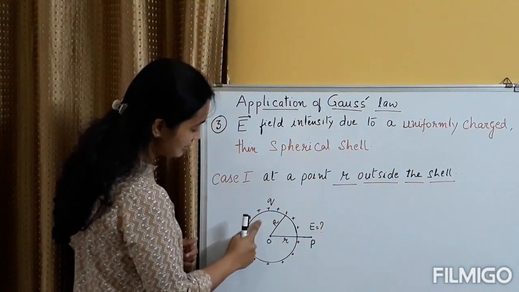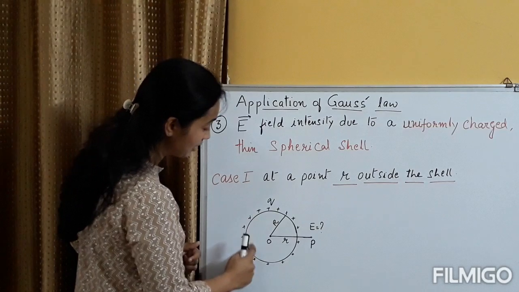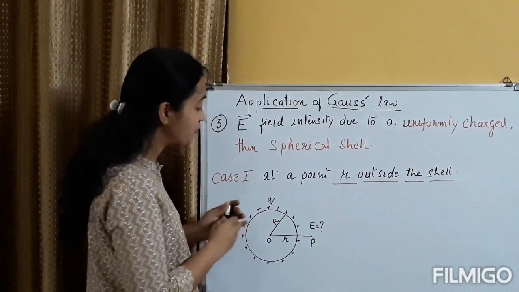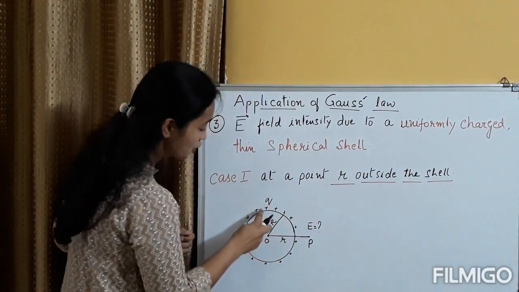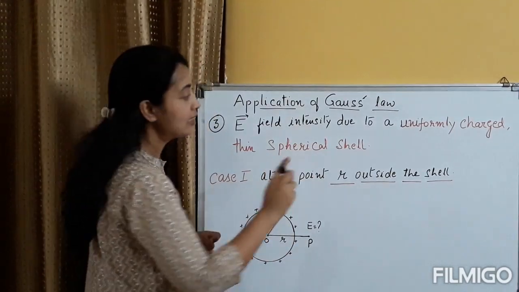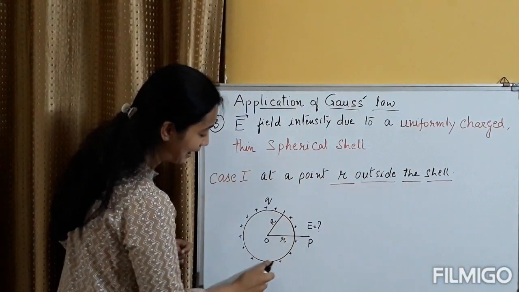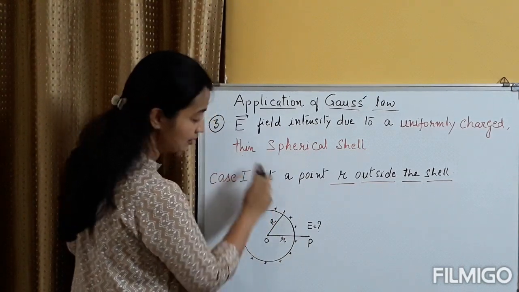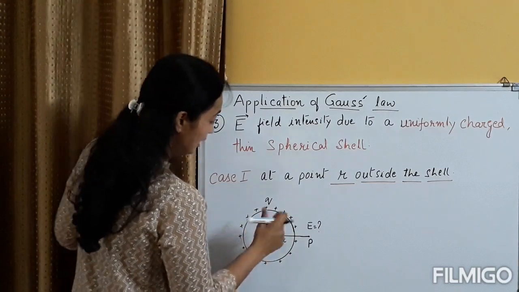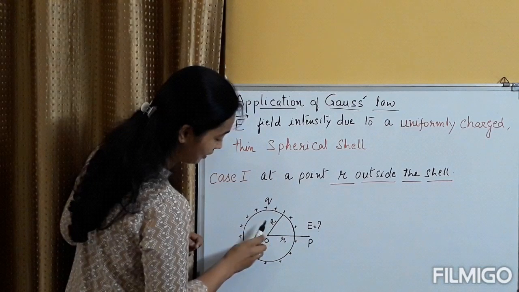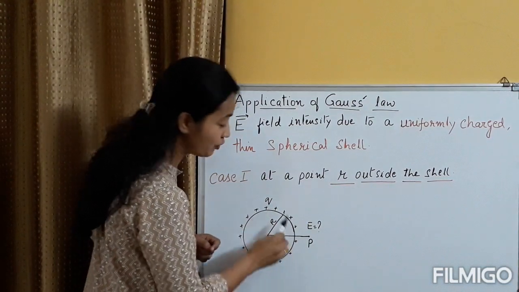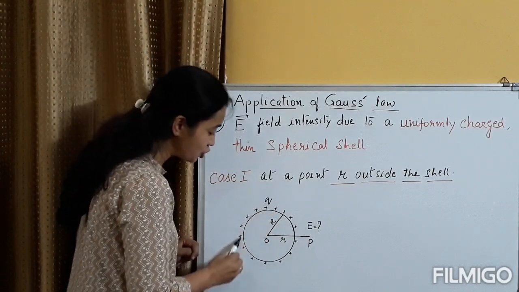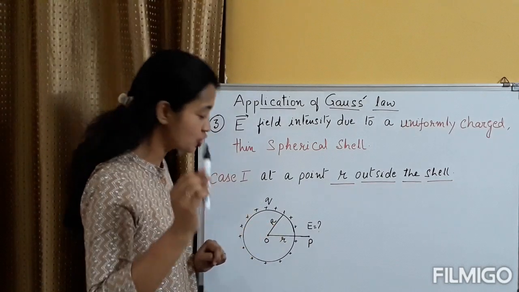Let us see. This is the shell, spherical shell, which is uniformly charged. Here, for convenience, we have taken the shell to be charged with positive charge Q, and it is uniformly distributed over the entire surface of the sphere. The spherical shell is thin and its radius is capital R. The capital R is the radius of the given spherical shell, and the shell has charge plus Q distributed over the entire surface of the shell.